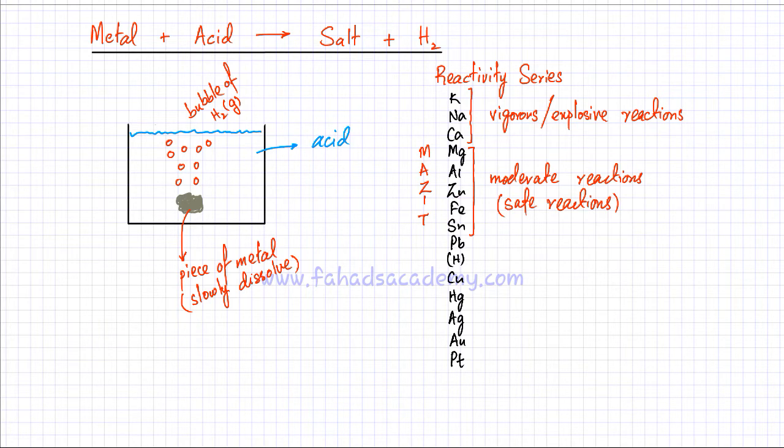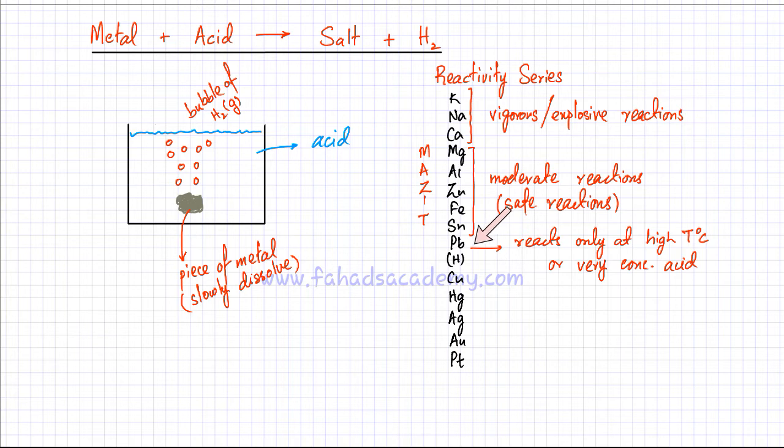Now, as you move down the reactivity series, the reactivity decreases further. Lead is very unreactive, but it reacts only if the temperature is high, or the acid is very concentrated. If the acid is very concentrated or the temperature is very high, only then would lead react. So lead is going to have no reactions with dilute acids at room temperature, or very slow reactions. But if the temperature is high enough or the concentration of the acid is high enough, then this reaction would be feasible in the laboratory.